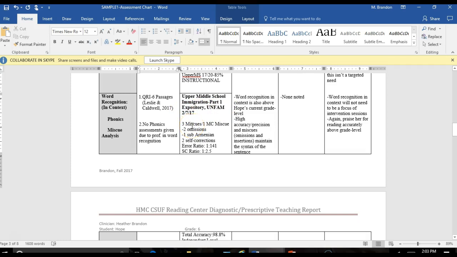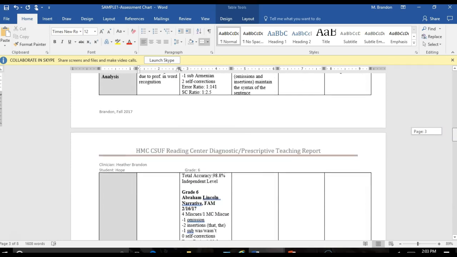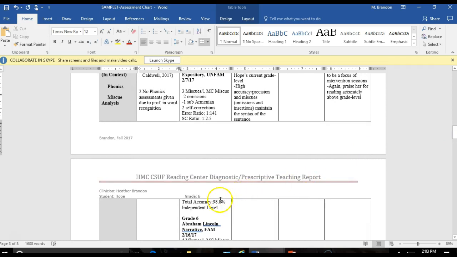She only had 3 miscues on this upper middle school level, and only 1 was a meaning-changing miscue. Instead of Armenian, she said American. So obviously American's a more familiar word to her, and she didn't understand that this was not about America. She had 2 omissions, but they preserved the meaning and the syntax, and then even had 2 self-corrections. So from this, I can calculate the error ratio, the self-correction ratio, the total accuracy, which helped me determine her level. Total accuracy was 98.8. So this is definitely at her independent level.